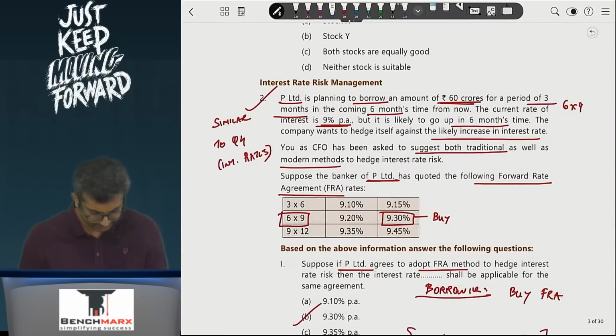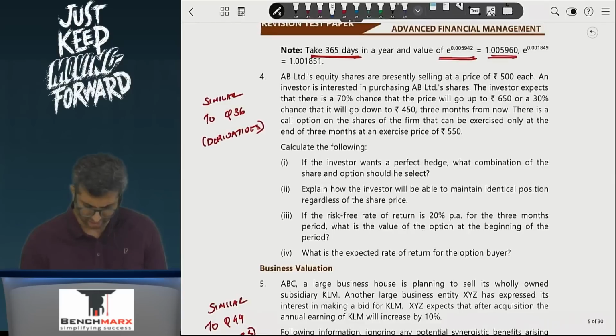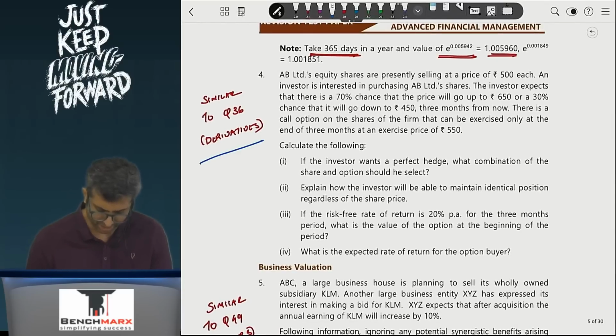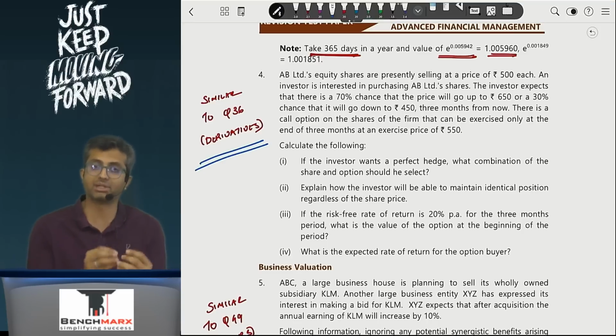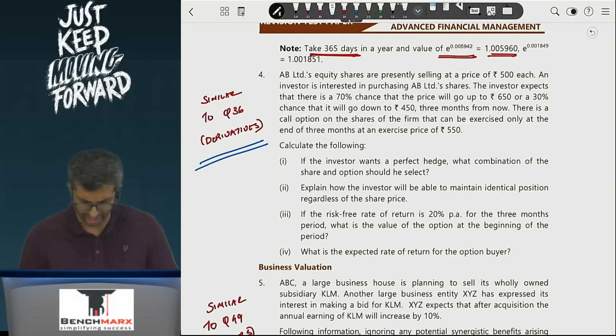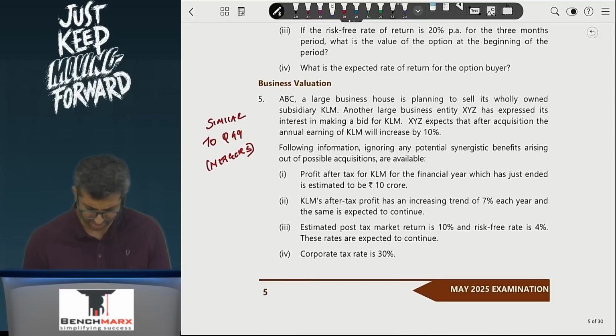Okay. Then when you look at question number 4 over here, this is very similar to question number 36 on derivatives, where this is a binomial model, and within binomial model, this is the riskless hedge approach, because the question tells you what is the perfect hedge that you should create, and you will solve based on that. This is the same as the business valuation. I mean, this is in our book in mergers, question number 49.